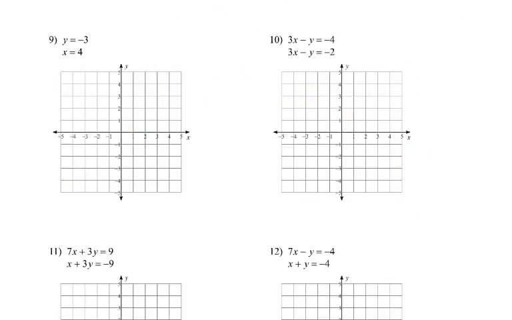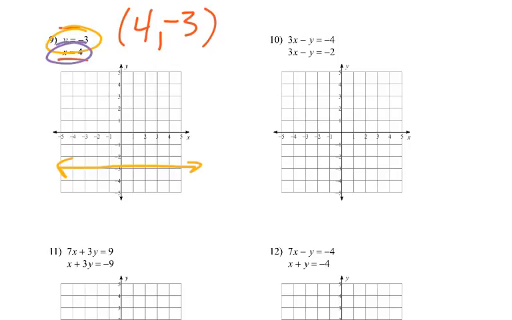Alright, now number 9 looks really weird, doesn't it? Okay. So x equals 4, y equals negative 3. Honestly, you should be able to look at that and realize that the point 4 for x, negative 3 for y is the only place where they're going to intersect. Okay. y equals just a number. That's a horizontal line. So we go to where y is negative 3, and we draw a horizontal line. x equals 4. Well, the value of x for 4 is right there, so that's a vertical line. Okay, so where they intersect is going to be right there at 4, negative 3.